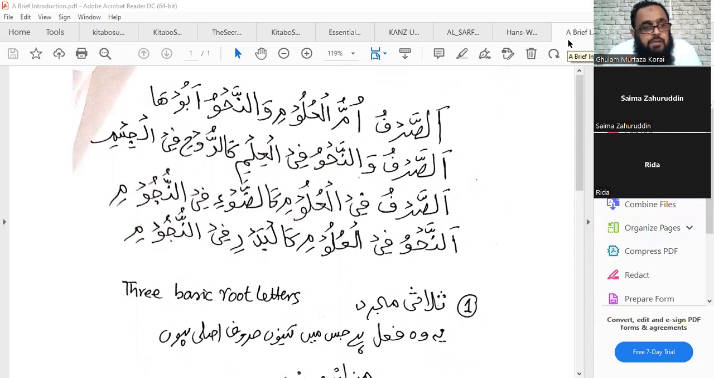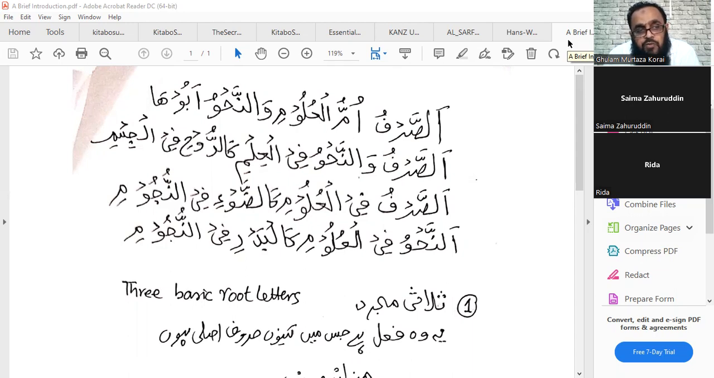So there is some poetry in Arabic, and I've given the four lines. I'm going to explain them as well, what these lines mean. Like the first one is As-sarf ummul ulumi, that the surf is the mother of all ulum, all knowledges. Okay. Wa nahwu abuha. And the nahw is the father of surf. So surf is the mother of all ulum, and nahw is the father of all ulum.